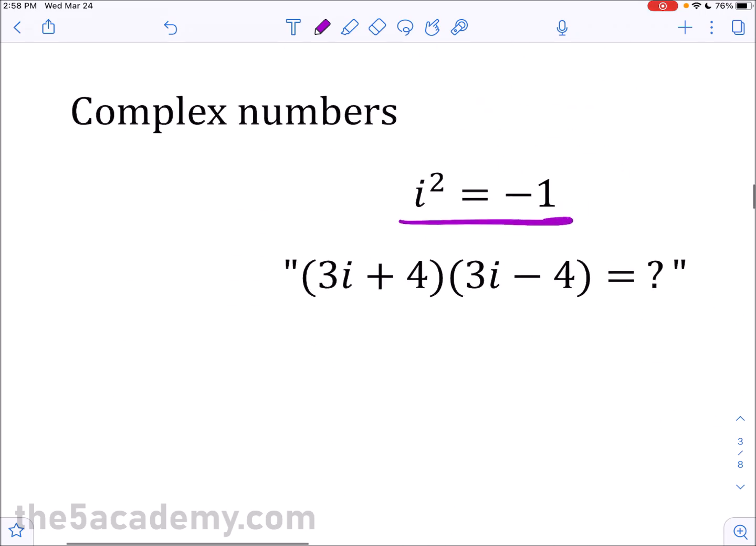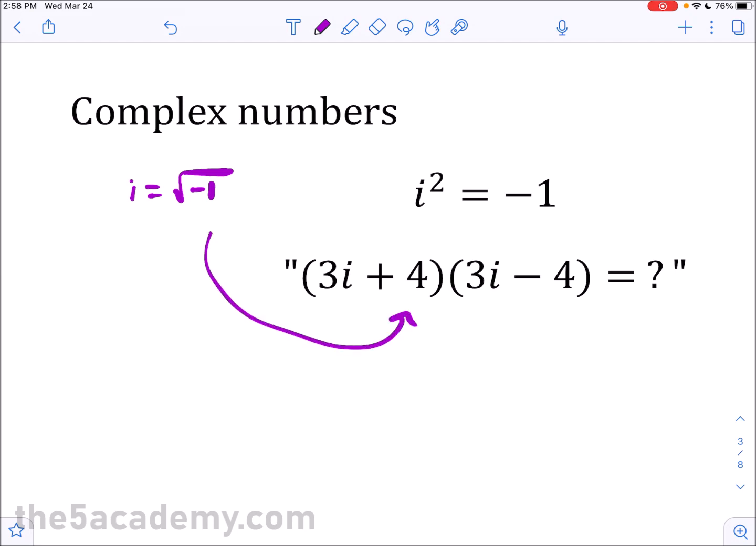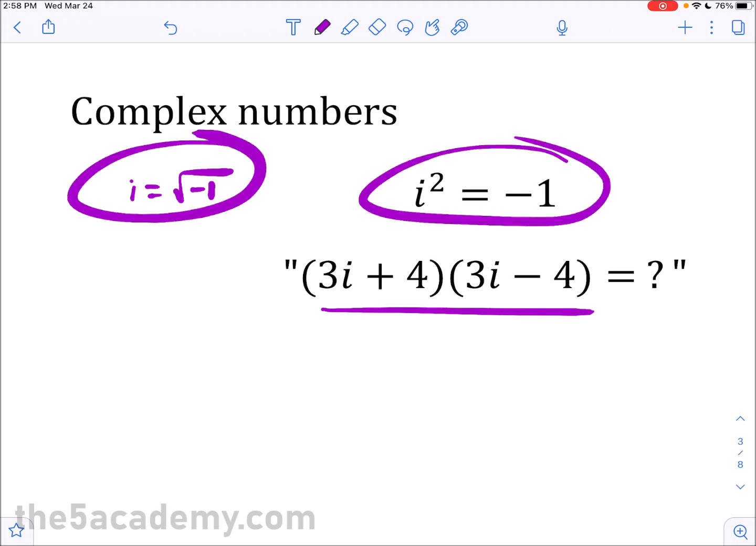Complex numbers. So this is the main thing that you need to remember. i squared is equal to -1, aka i is equal to square root of -1. And when you are simplifying expressions with this number, you just use it as a variable until it's fully simplified. Then you plug this or this into your expression and you get the simplified form.